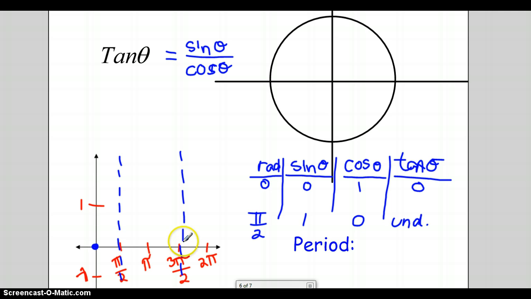Well, let's think about this as well. When is sine 0? Sine is 0 at 0 and at pi, because again my y value is 0 here. So it's going to be 0 again at 2 pi and 3 pi and 4 pi. So every pi units, we are going to have this sine value of 0, which means if this is 0 and I divide it by whatever the cosine value is, 1 or negative 1, I'm going to get a tangent value of 0. So that means that every pi units, my sine value is 0, so it makes my tangent value 0.